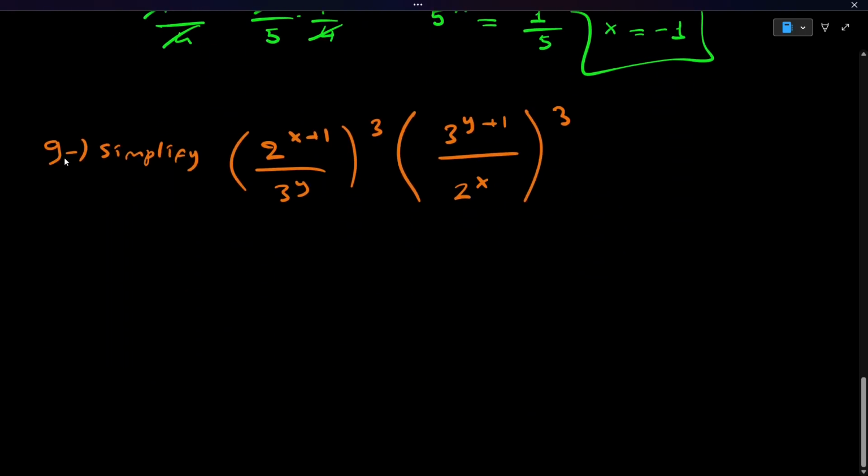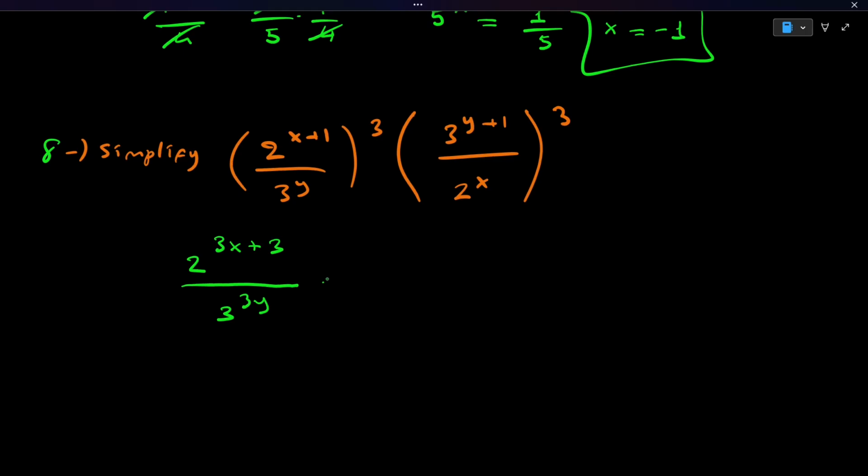Simplify. Problem 8, our last problem. Simplify the given expression. Of course, first I need to distribute the power: 2 to the power of 3x plus 3 over 3 to the power of 3y, multiplied by 3 to the power of 3y plus 3 over 2 to the power of 3x.